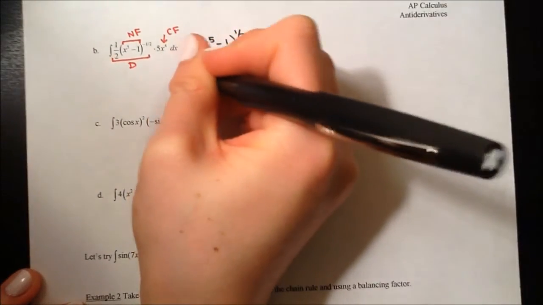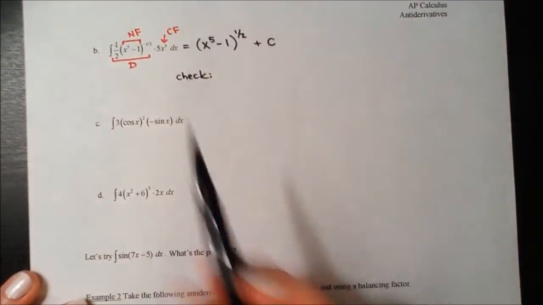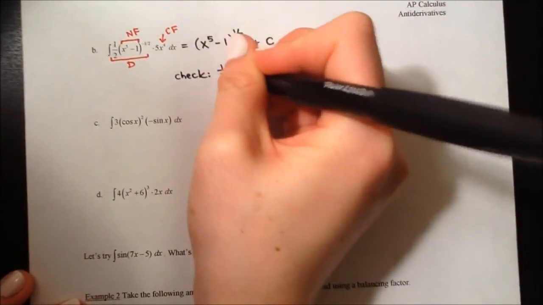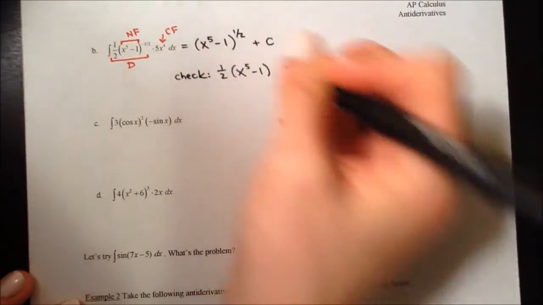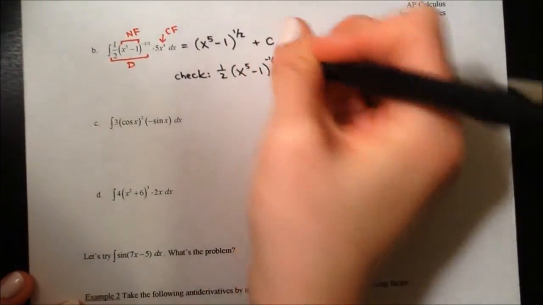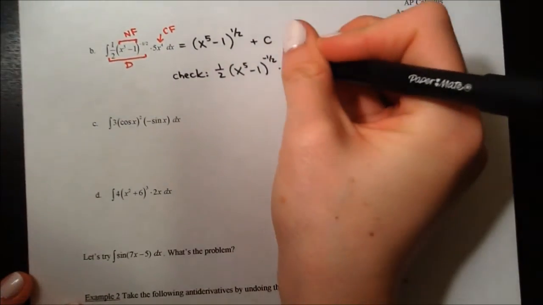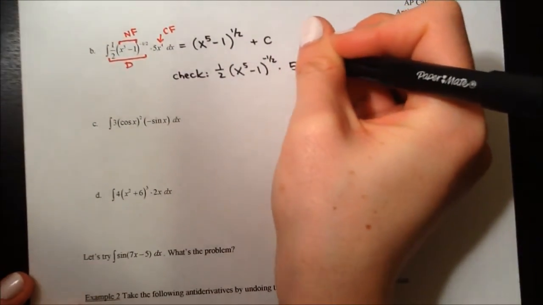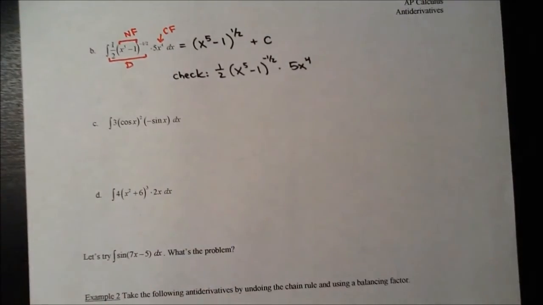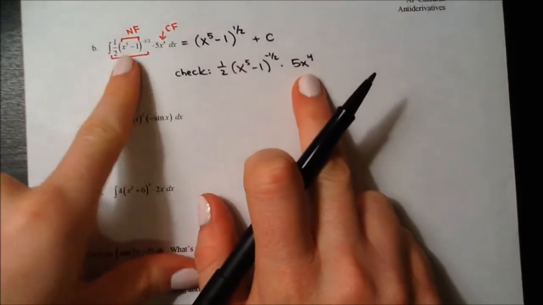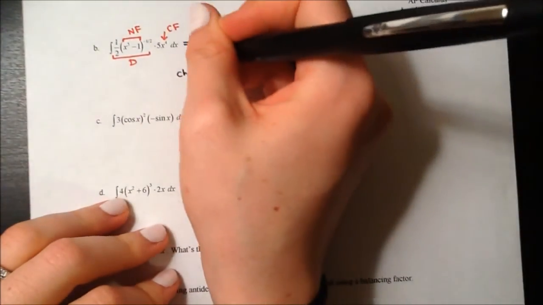Let's check it. So we take the derivative of this. The 1/2 comes out front. We leave the x to the 5th minus 1 in place. We drop the power down to a negative 1/2. And because we need a chain rule, we multiply by the derivative of x to the 5th minus 1, which is 5x to the 4th. The derivative of the plus c just gives us 0. So we land right back here. So that means that this must be the answer.